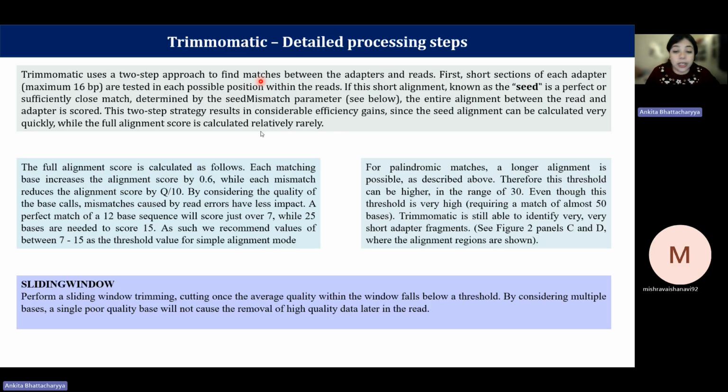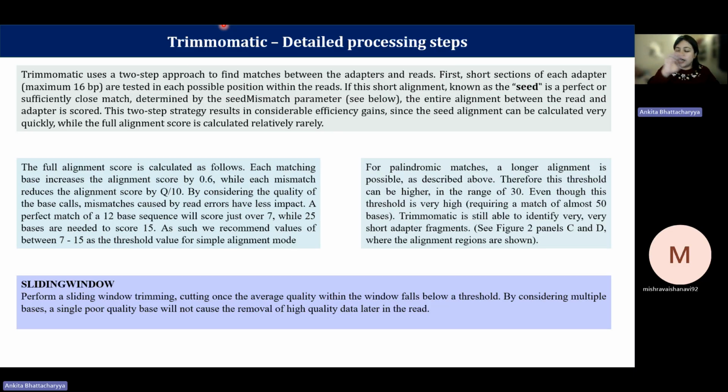This is how the ILLUMINACLIP command works. The second command is SLIDINGWINDOW. So what do we mean by it? Basically, it performs a sliding window trimming where it cuts once the average quality within the window falls below a threshold.